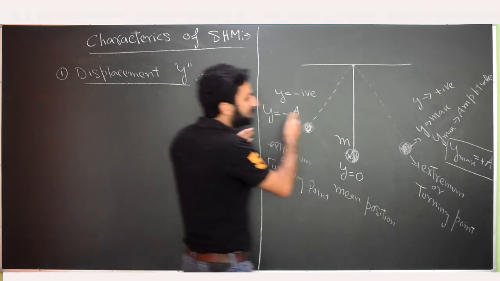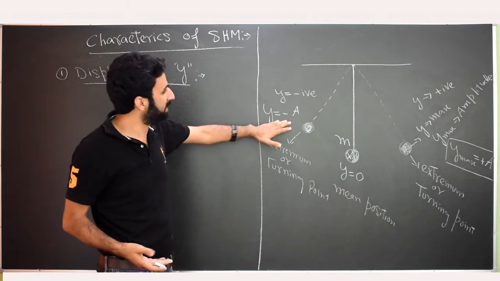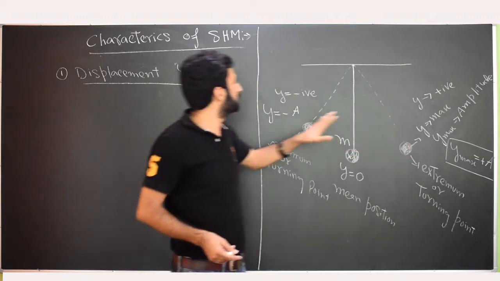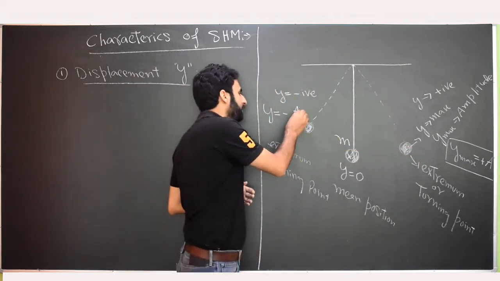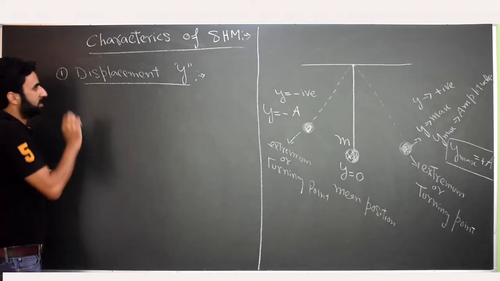So the magnitude of minus A and plus A will be the same, because the amplitude will be maximum and constant, but for the sake of direction this will be equal to plus A and this will be equal to minus A. Now, first let's discuss displacement only.